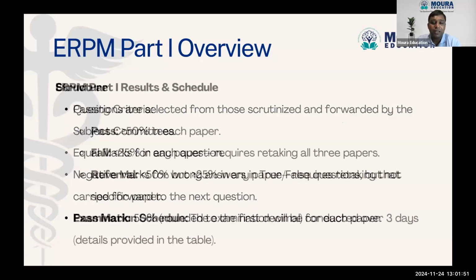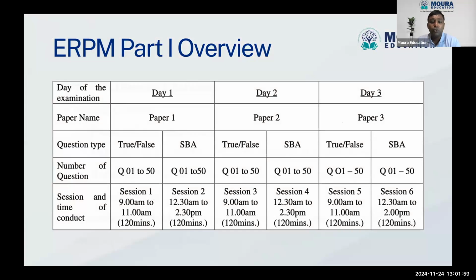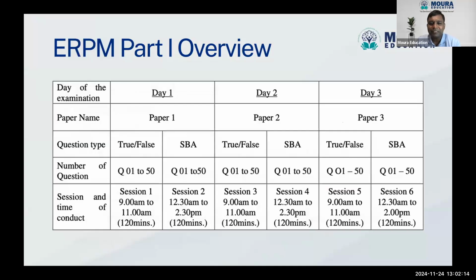Okay, pass marks is 50. As I mentioned earlier, I have already talked about this. You need to get more than 50. If you get less than 50, but more than 25, you can repeat that particular paper only. But if you get less than 25 in any paper, you need to repeat all three papers. Be very careful. Yeah, they clearly mentioned day 1, day 2, day 3.